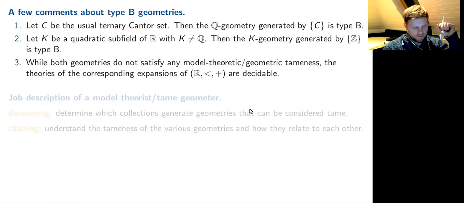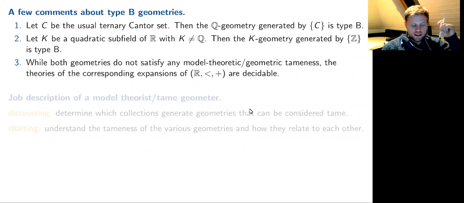But this comes at a price. The second example is that if you take a quadratic subfield of R, which is not just the rationals, then the K geometry generated by Z is type B. Many, if not all, examples of this, where he considered a quadratic alpha, I think that was the letter used, are definable in this structure. So this type B structure carries a lot of number theoretic information about this quadratic subfield, in the sense of the Beatty sequence of the Sturmian words and so on.